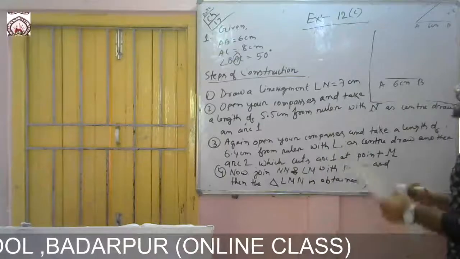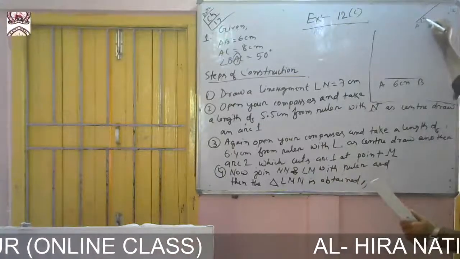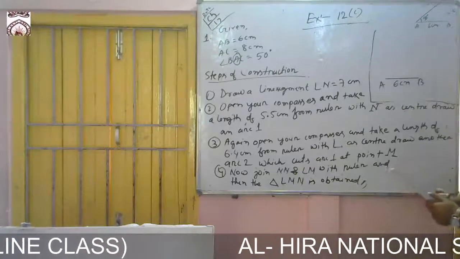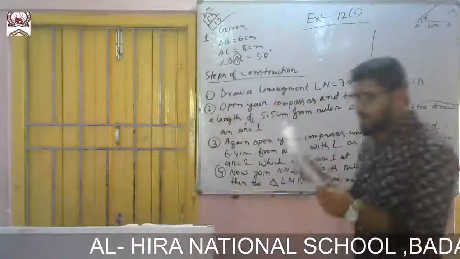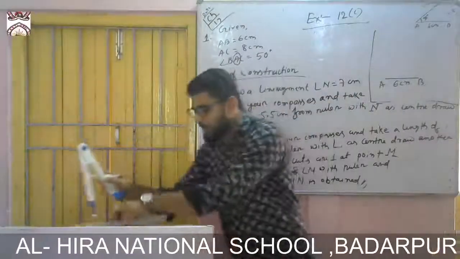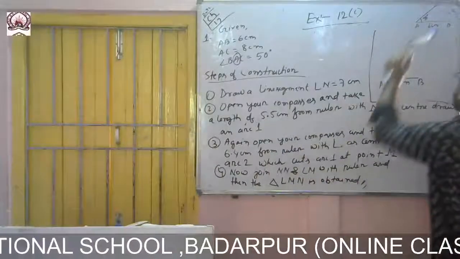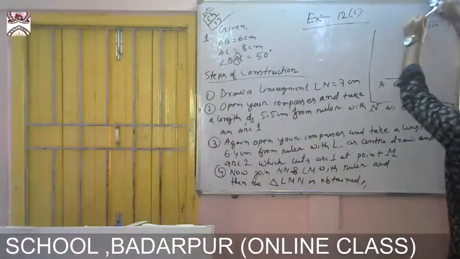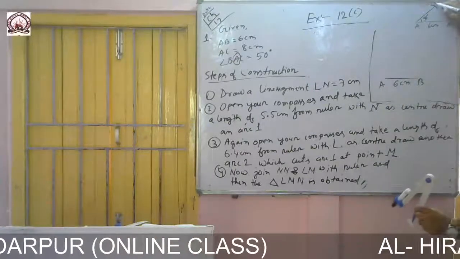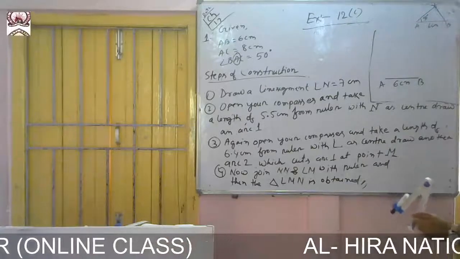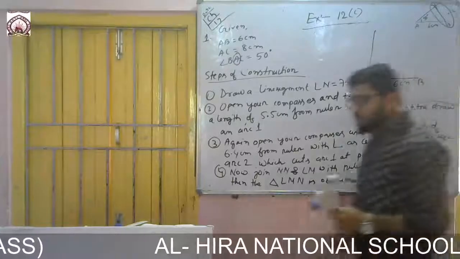Next step, you take AC, where you have drawn 50 degree. With your compass you take 8 centimeter, and placing at A, you cut this. Then you will find the point of intersection here. This point of intersection will be C, and then you join. Then you measure this BC with your ruler.